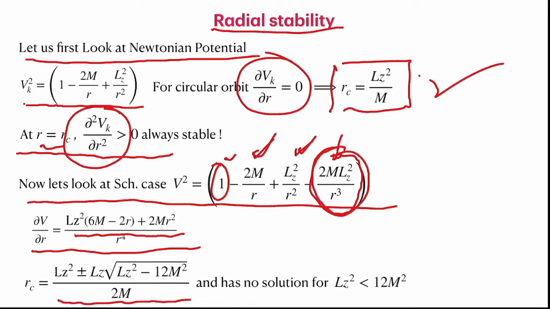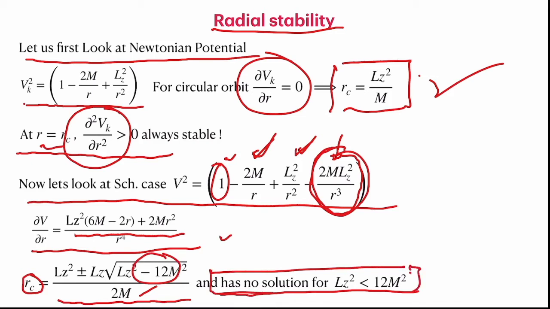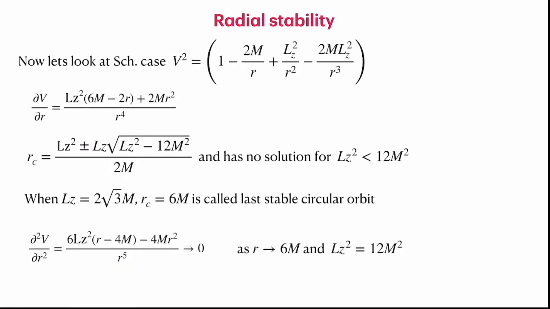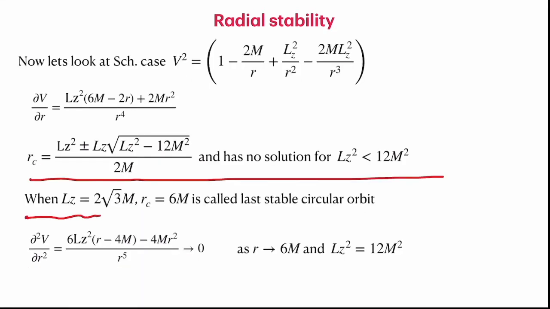We simply have Rc is Lz square plus or minus Lz square root of Lz square minus 12m square, divided by 2m. Now we see that we have no solution to this when Lz square is less than 12m square. That means the root becomes complex, and the radial coordinate cannot be complex, so the solution cannot be accepted. That means the time-like circular orbit will not exist below this value. That is the last orbit which we have seen, and that is what leads to the last stable circular orbit.